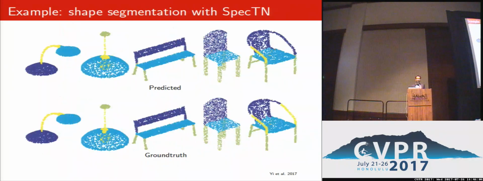This is another example of shape segmentation, similar to the problems that were shown in the first parts of the tutorial, where if you compare to the ground truth, the segmentation is very faithful.